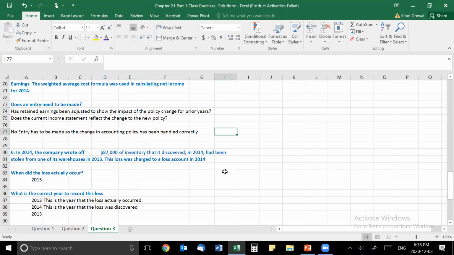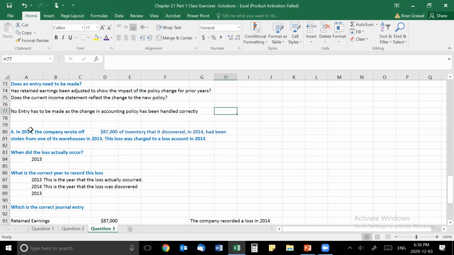All right, last one here. In 2014, the company wrote off $87,000 of inventory that it discovered in 2014 had been stolen from one of its warehouses in 2013. This loss was charged to a loss account in 2014, right? So it was charged to a loss account in 2014, but does it relate to 2014? So the inventory had been stolen in 2013. So if it had been stolen in 2013, the loss should have actually been recorded in 2013. But it wasn't because they didn't figure that out.